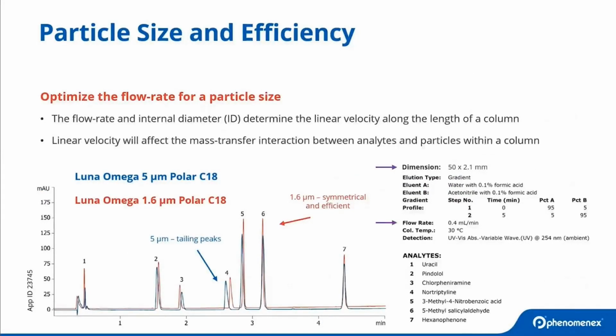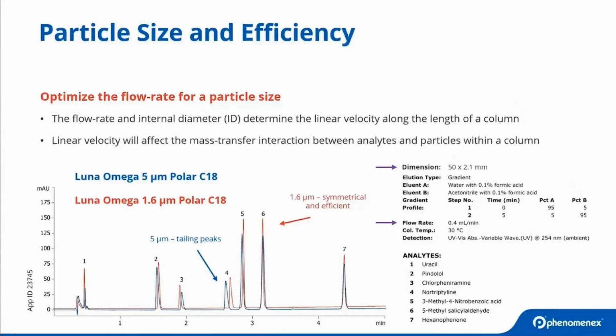And so now is where we start to run into those questions about what flow rate should be associated with each particle size. And when we speak about flow rate, it's important to take a step back and recognize that flow rate is ultimately going to work in tandem with the dimensions of your column to determine the linear velocity. The linear velocity is the rate at which your analyte band will travel along the length of the column.